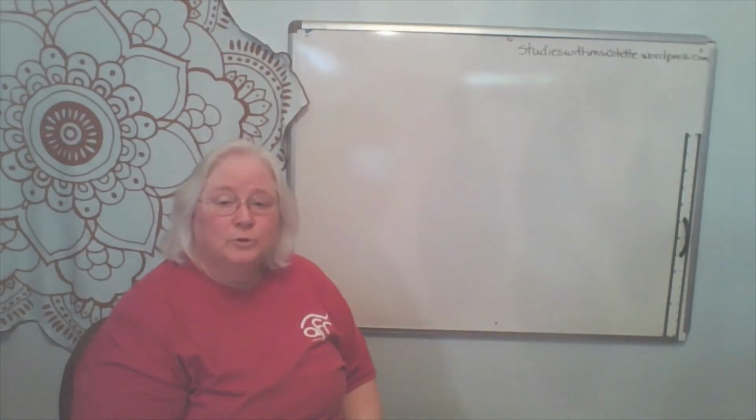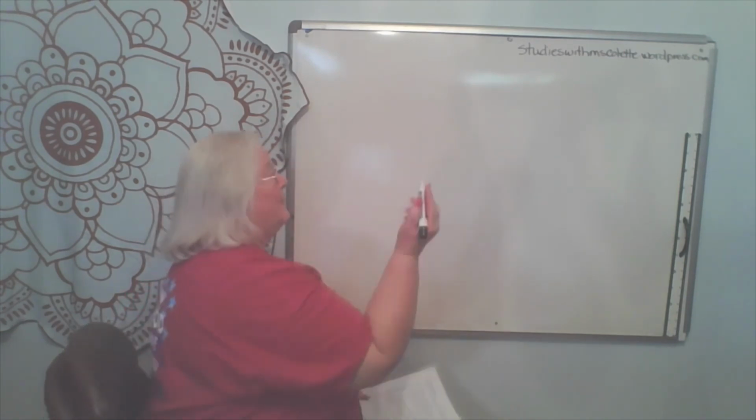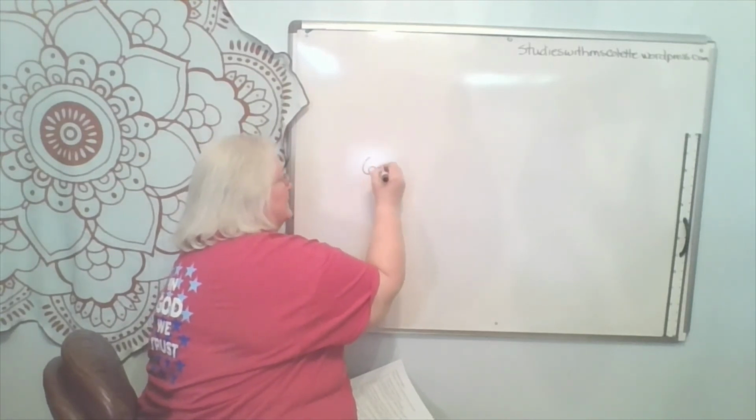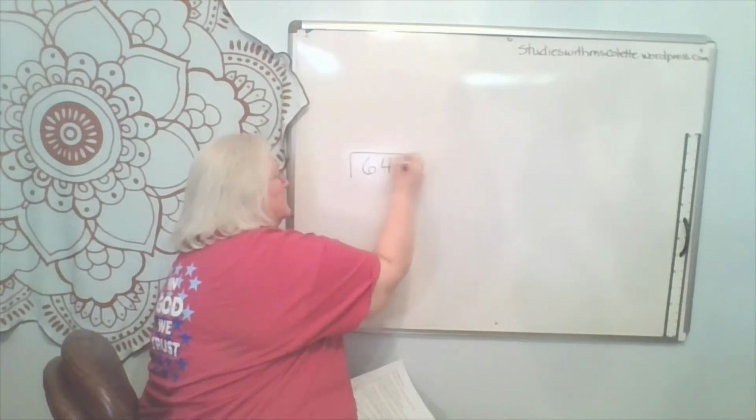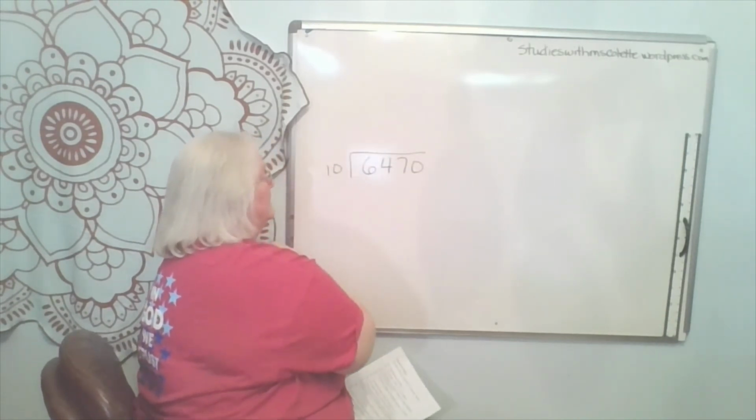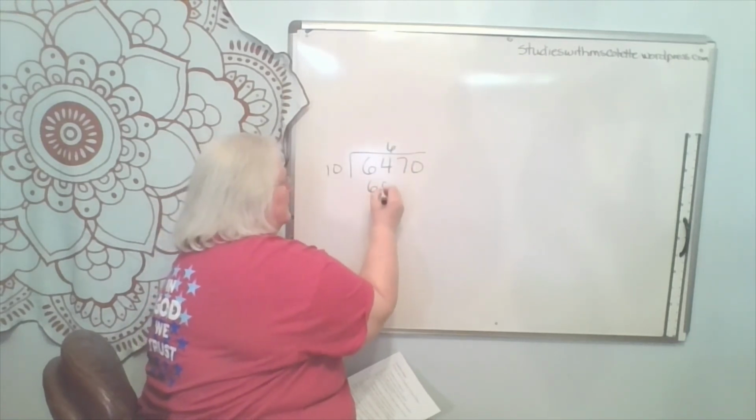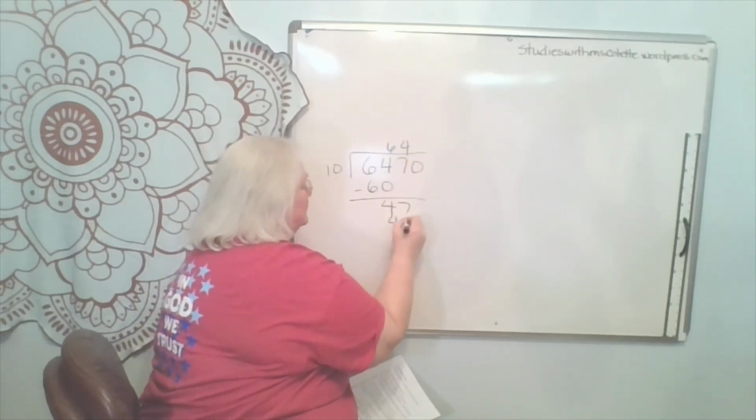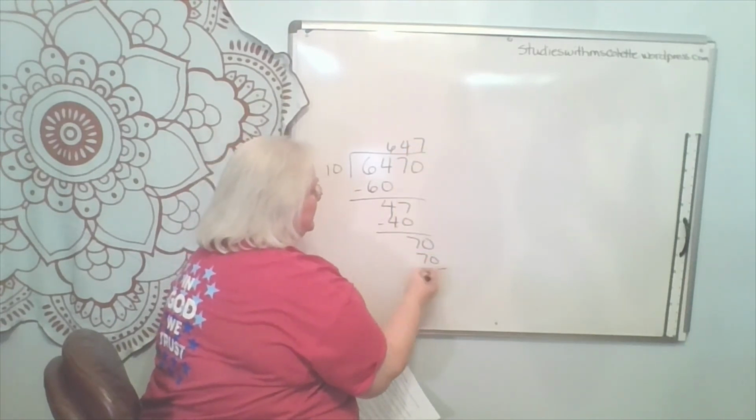Okay? The rule for number 10 is very simple. If the number ends in 0, then it's always divisible by 10, no matter what the number is. So if we have 6,470 divided by 10, 10 will go into here 6 times, which would be 60. It'll go into here 4 times, which would be 40, and 7 times, which is 7.